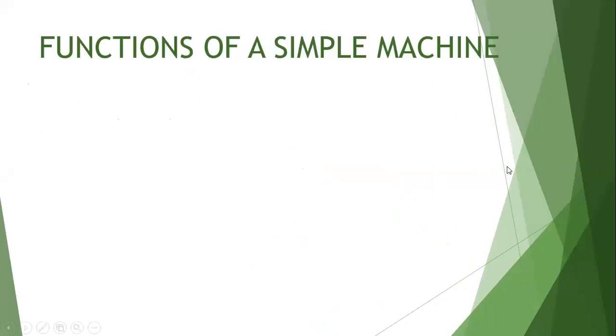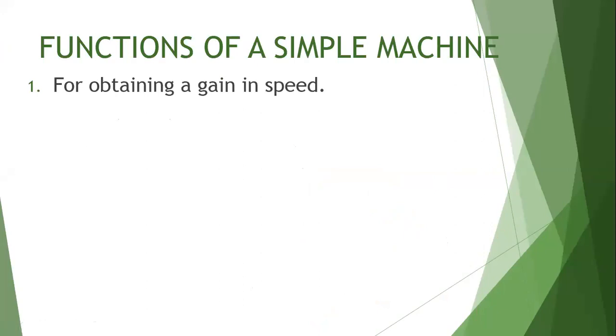We have one more use of machine, and a very important use of machine for obtaining the gain in speed. What you want is a gain in speed, which means you want the machine to make the thing move faster. Like the example of rowing a boat. When you row a boat, you push the water behind, and in turn the water pushes the boat ahead. As we discussed in ninth standard, there is action and reaction force involved.